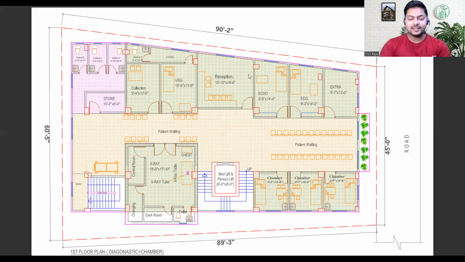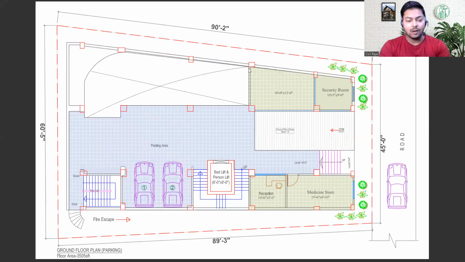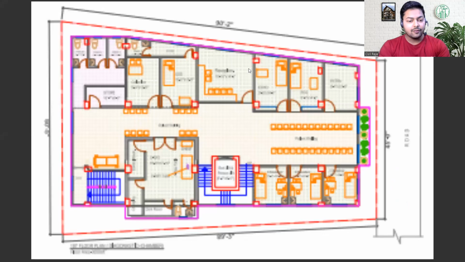Now, guys, we are going to our architectural plan. So I am just going to share my screen with you. And guys, we have already studied the basement floor and the ground floor. Okay, now we are going to study the first floor over here.